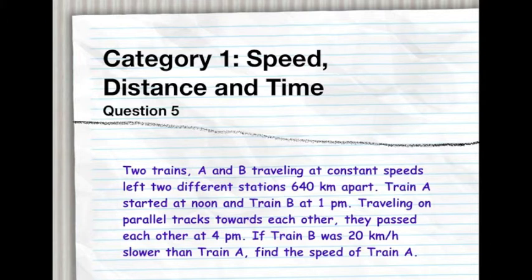Question 5. Two trains, A and B, traveling at constant speeds, left two different stations 640 kilometers apart. Train A started at noon and train B at 1 p.m. Traveling on parallel tracks towards each other, they passed each other at 4 p.m. If train B was 20 km per hour slower than train A, find the speed of train A.